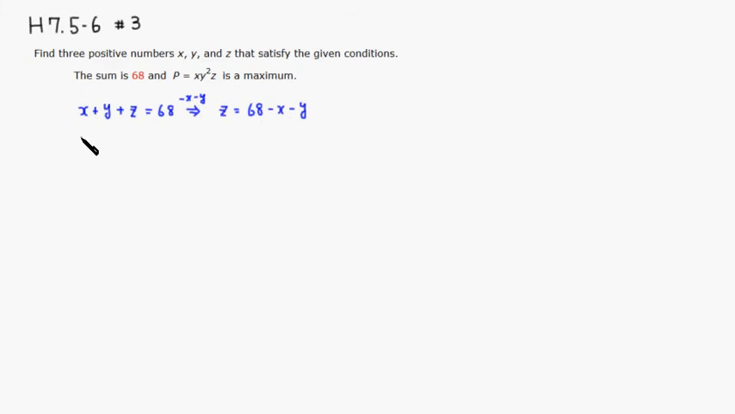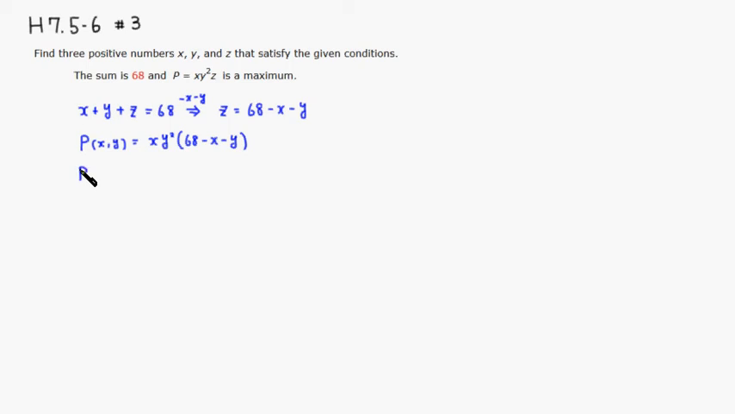So a P function here now can depend only on x and y, which is x times y squared times the quantity 68 minus x minus y. Now we're basically looking for the critical point. So we're going to take the partial with respect to x and the partial with respect to y and set them both equal to 0. Alright, so let's do that.